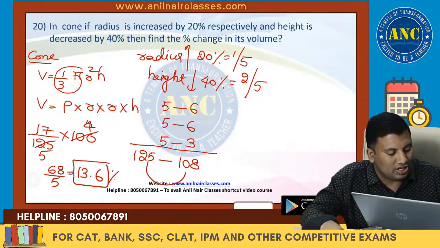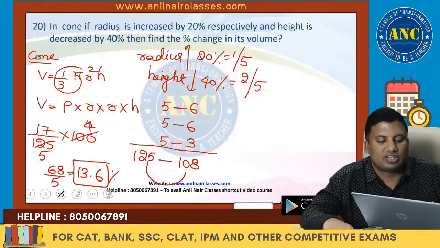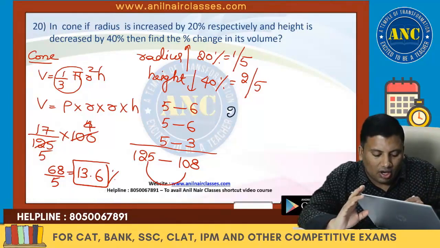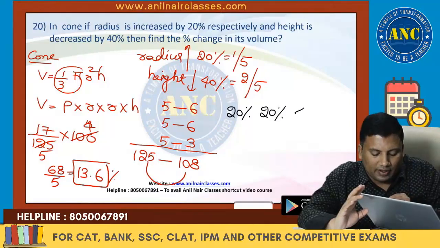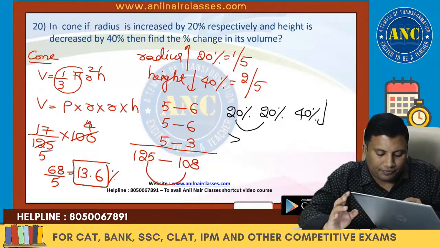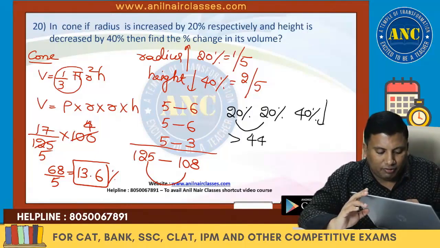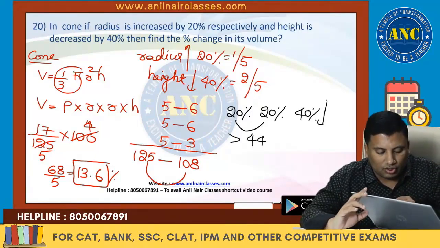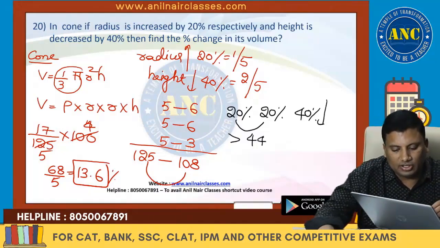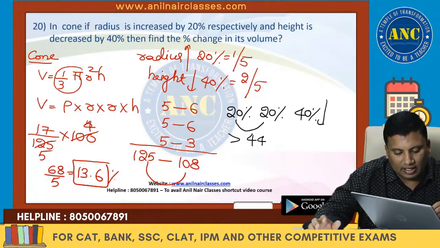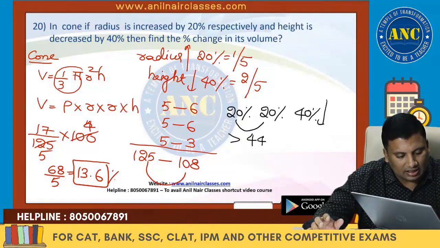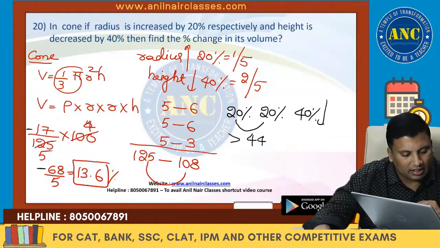So the overall change in the volume is 13.6 percent. Don't forget this, always keep an eye on the answer options. Radius is 20, again it is 20, and height is decreased. Both of them, it will be 20, 20, 20 and 20, it will be greater than 4. So did we do any mistake? So r square 5 3 125, these are nothing but minus, right? These are nothing but minus 20 minus 68 by 5, 13.6.